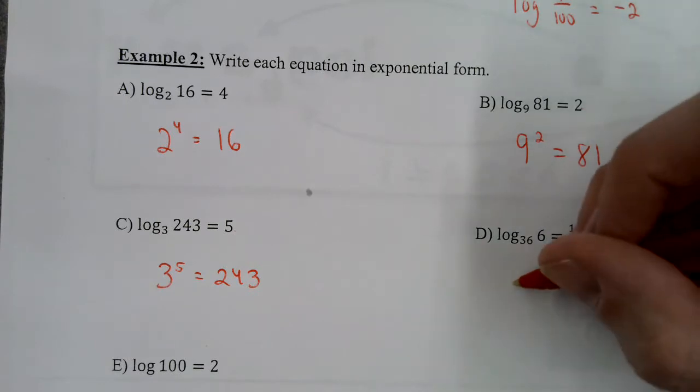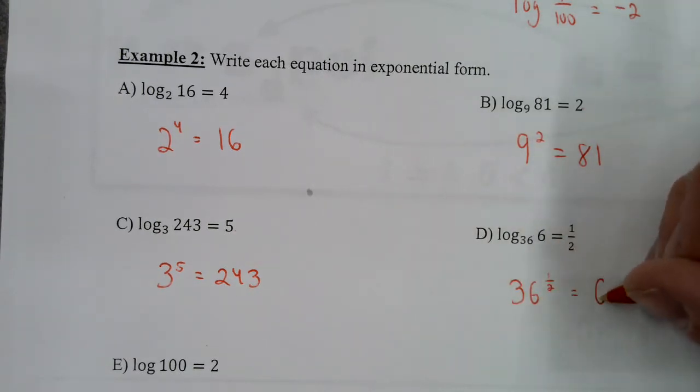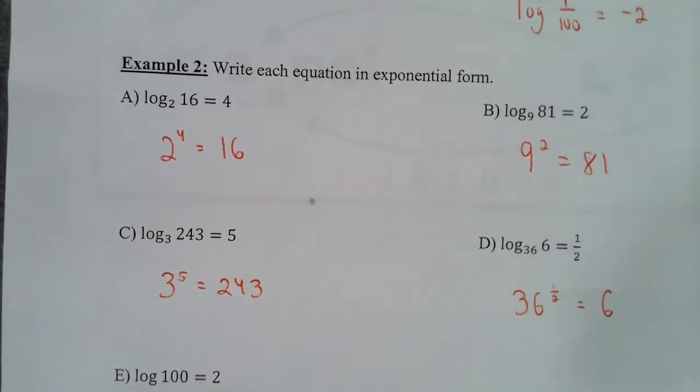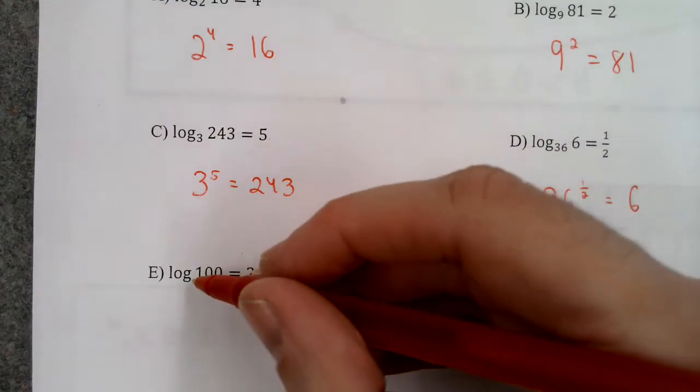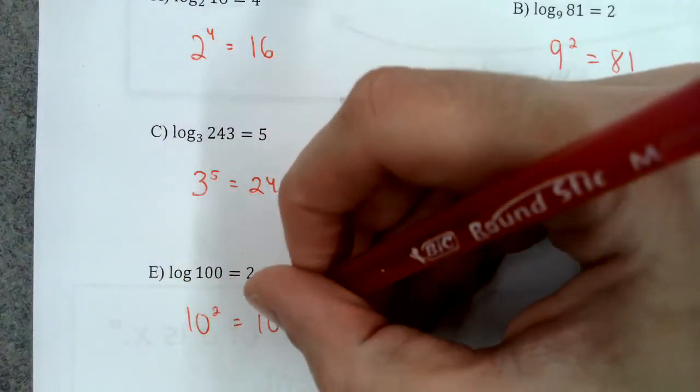36 to the 1/2 power. Remember we did rational exponents before? Equals 6. And this last one, there's no base, so it's implied to be a 10, remember. So 10 squared equals 100.